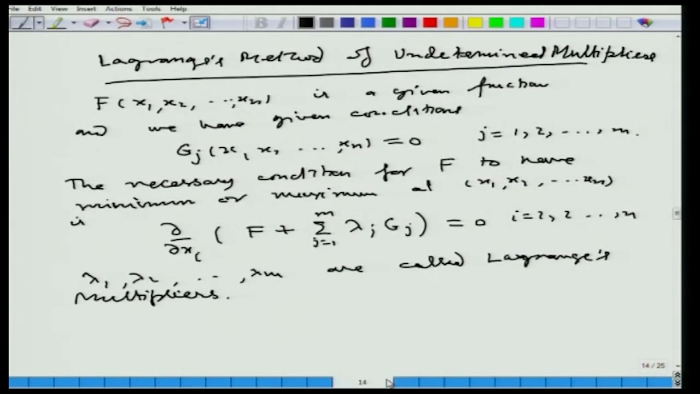These multipliers lambda 1, lambda 2, lambda m are called Lagrange's multipliers, and they are also unknown in this process, and they are to be obtained. So, that is why we call them undetermined multipliers.